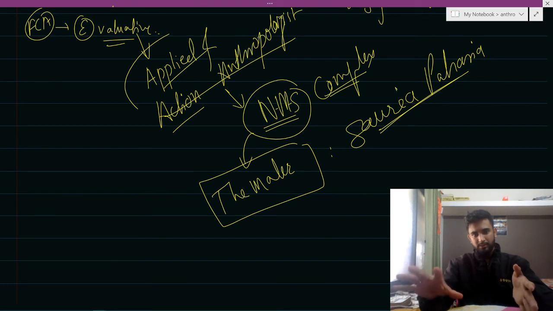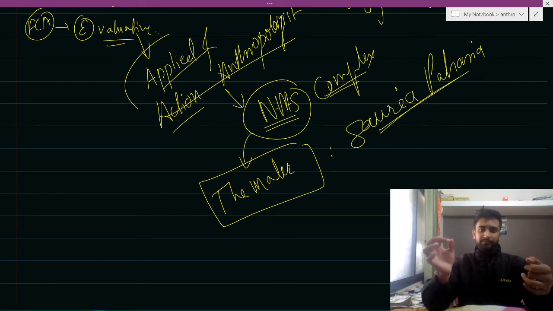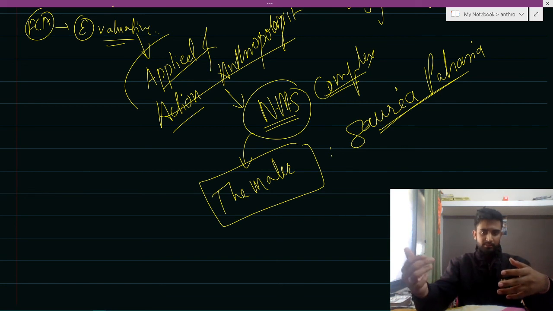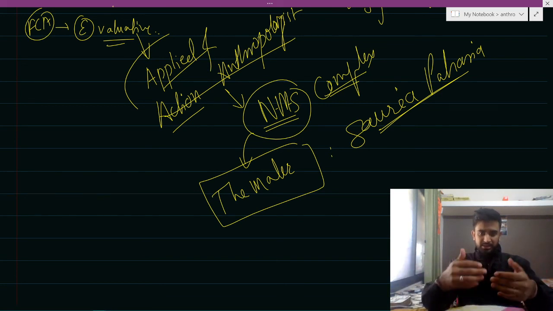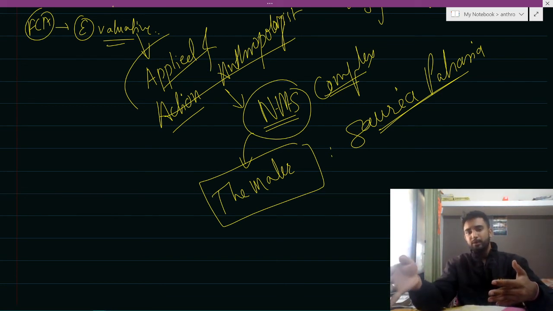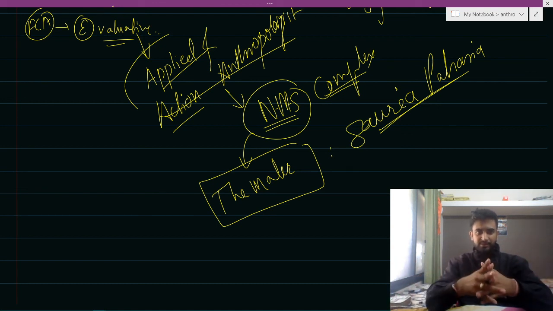So, the role of the applied anthropologist and the action anthropologist: the action anthropologist will himself participate in all the mess which is happening, and will himself do the things. The applied anthropologist basically gives his recommendation that this should be done, this should not be done, and so on. The action anthropologist will himself be doing all the things that he is saying. So that is the difference between these two.